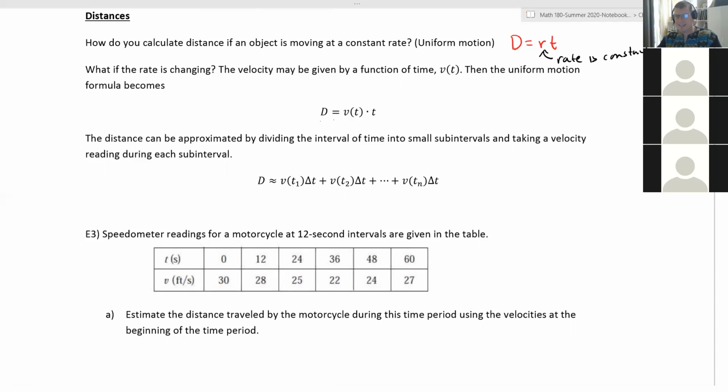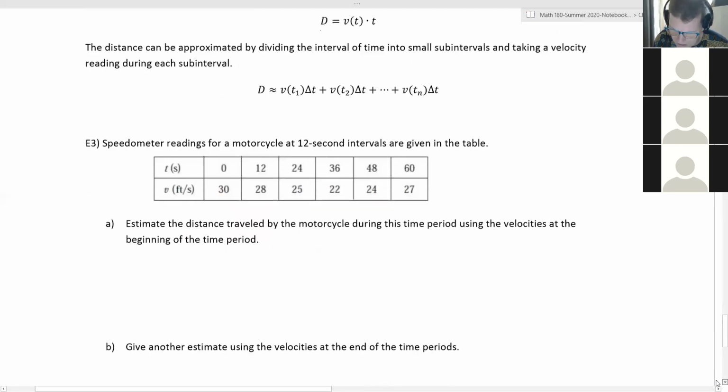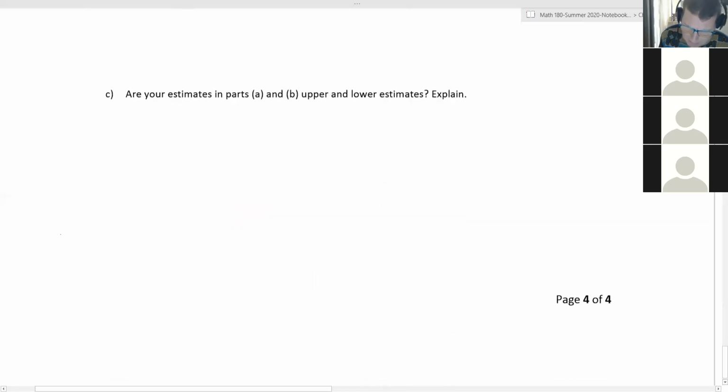So what we may want to do is approximate this distance by dividing the intervals of time into small subintervals. If you imagine, let me draw a little picture of this. You imagine that you've got this thing moving, you've got this piece moving, and actually, here we go.